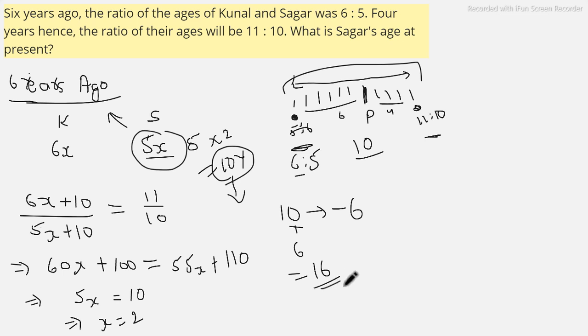So this will be our right answer for the present age, because what we found out here is x is equal to 2, and if you put the value of x here, this will be the age of Sagar 6 years ago, and here we have to find the age of Sagar at present. So present will be 10 plus 6, that is 16 years.